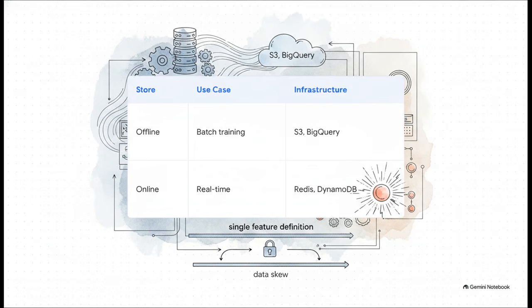Think AWS S3 or Google BigQuery. But for real-time predictions, you need an online store built on something like Redis or DynamoDB that can pull data in sub-milliseconds. And here's the genius part. Both of these stores are served from a single feature definition. This guarantees consistency and totally eliminates data skew, which, if you've been there, you know is that nightmare scenario where your lab training data doesn't perfectly match the data you're seeing in the wild.